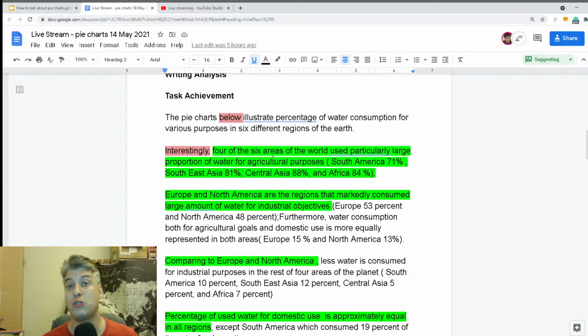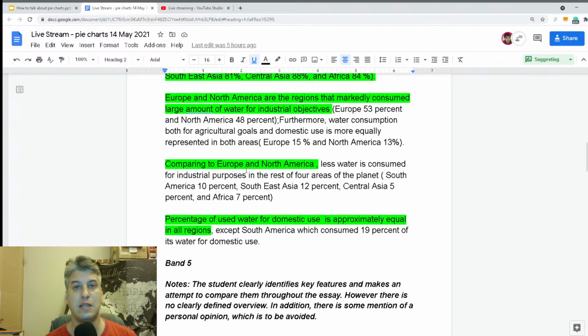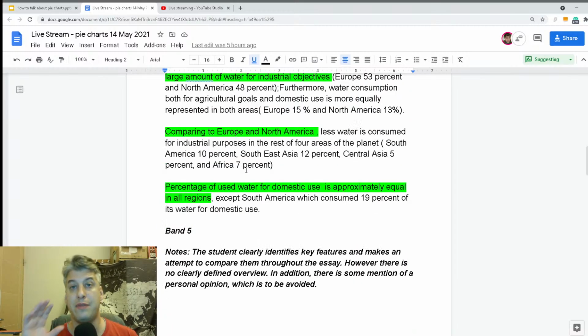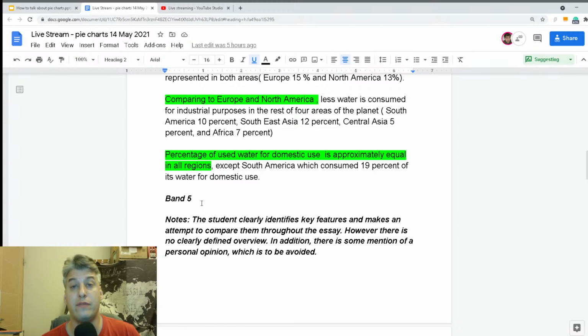There's no big trend. So what I would like to see here is something like this. Overall, most of the water is used for agriculture, with the exception of whatever it might be. So you need a sentence like this. If you don't have a clear overview, which can come at the beginning or at the end of the task 1, you're going to be limited to a band 5 in task achievement. So if the writer had written an overview, I think I would probably give him at least a 6.5, if not a 7. I think he did quite well, apart from that one little thing.